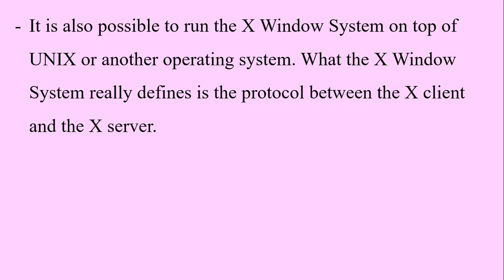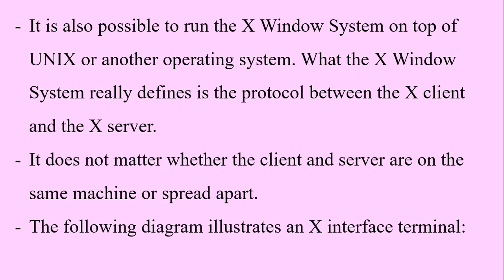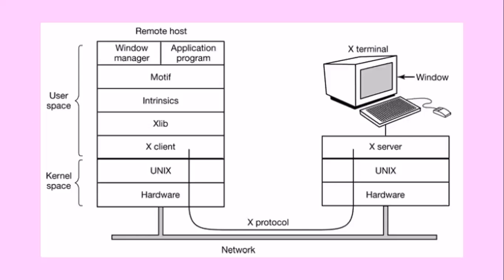It is also possible to run the X window system on top of Unix or another operating system. What the X window system really defines is the protocol between the X client and the X server. It does not matter whether the client and the server are on the same machine or spread apart. The following diagram illustrates an X interface terminal.